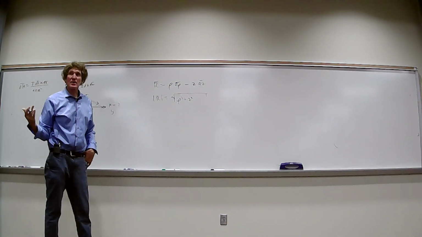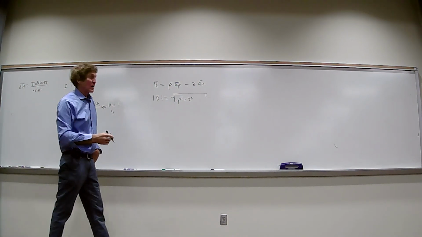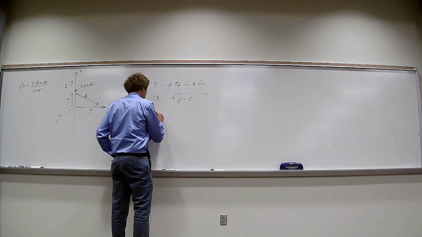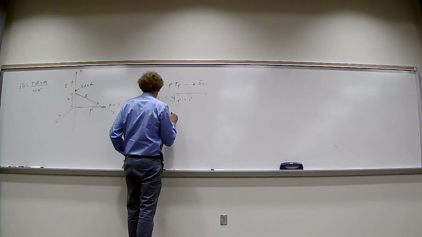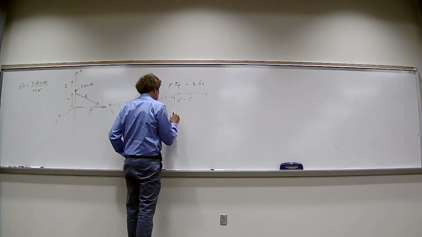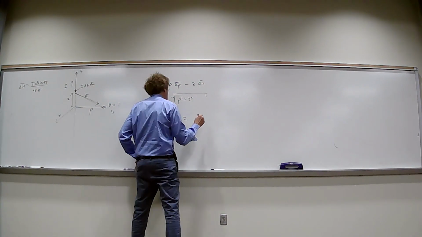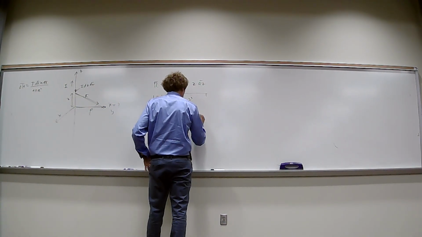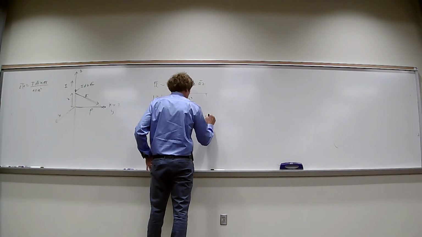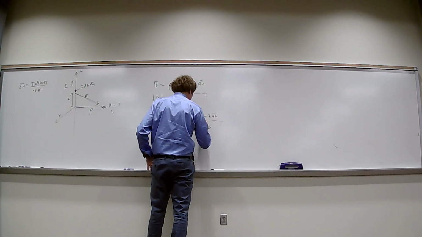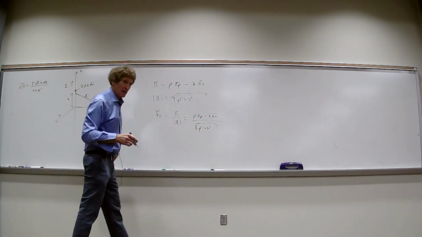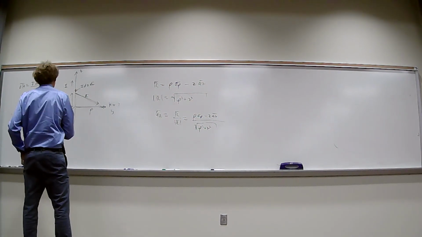What's the next thing I'm going to get? a_R, right? The unit vector in the direction of orientation of this is going to be the R vector over the magnitude of the R vector. Or it's going to be simply rho a_rho minus z a_z over the square root of rho squared plus z squared. Correct, class? Now, I think I've got everything I need.